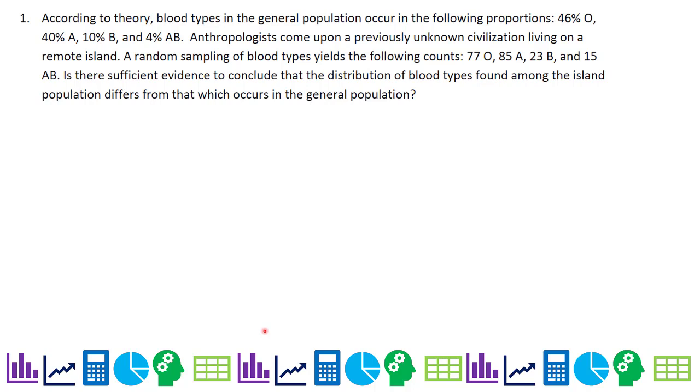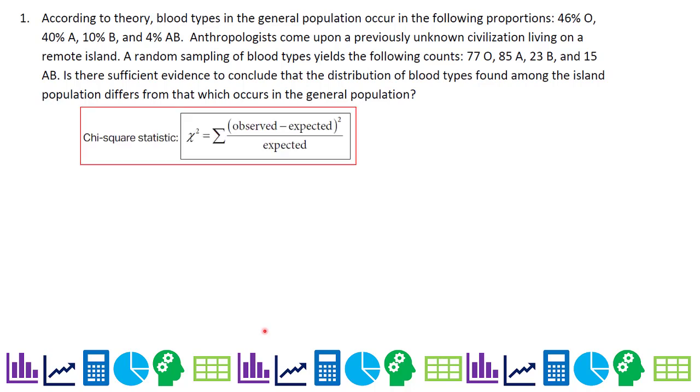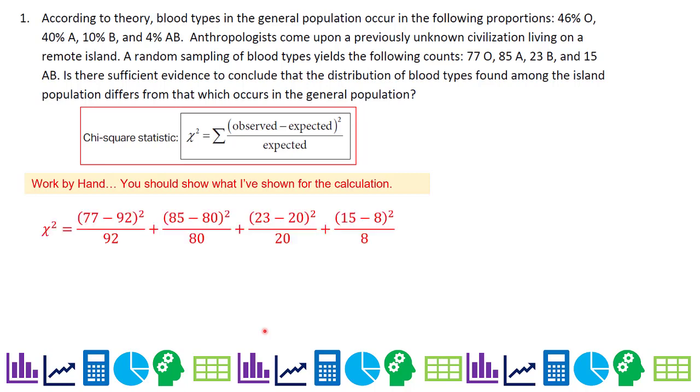Okay, then we go on to calculating the test statistic, which is this formula, which is on your math chart. Ideally, you need to show work by hand. This is the most work by hand, more than you're used to from the z-test and the t-test, etc. So you're going to fill in the observed minus the expected. We observed 77 type O, but 46% of 200 is 92, so we expect 92 type O. You subtract those two, square it, and then divide it by the expected, which is 92.